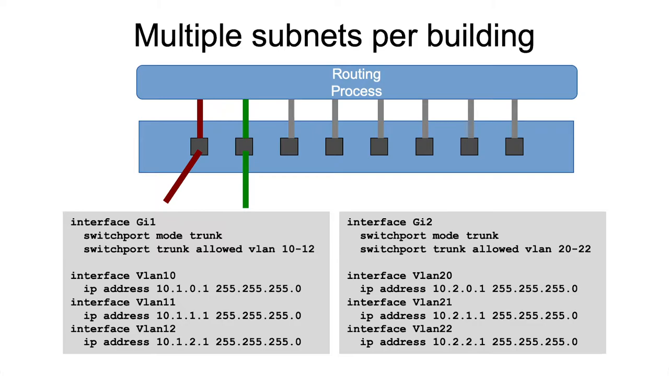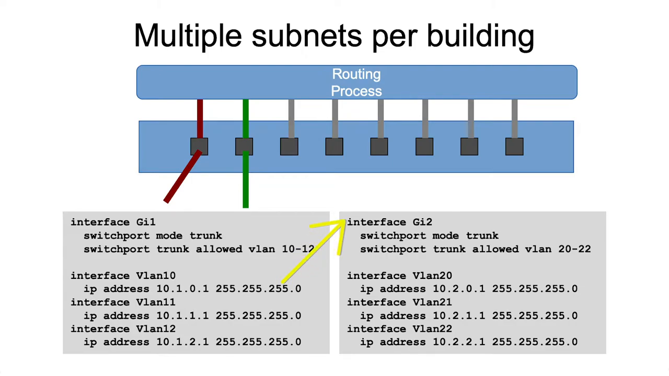If we've got multiple subnets per building, then we would make the gigabit ports on this switch, rather than just an access port, we'd make them a trunk port. So you see the example here, the red on the left, that's interface gigabit 1, it's now been defined as a trunk, and it's allowing VLANs 10, 11, and 12 in through that trunk port. We've defined IP addresses for VLAN 10 to be 10.1.0.1, for VLAN 11 to be 10.1.1.1, and for VLAN 12 to be 10.1.2.1. So these are the default gateways that end users would use if they're on the respective VLANs.